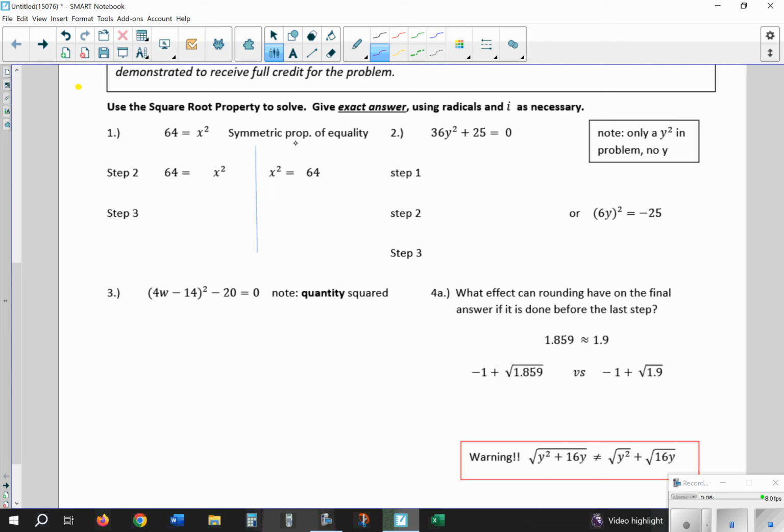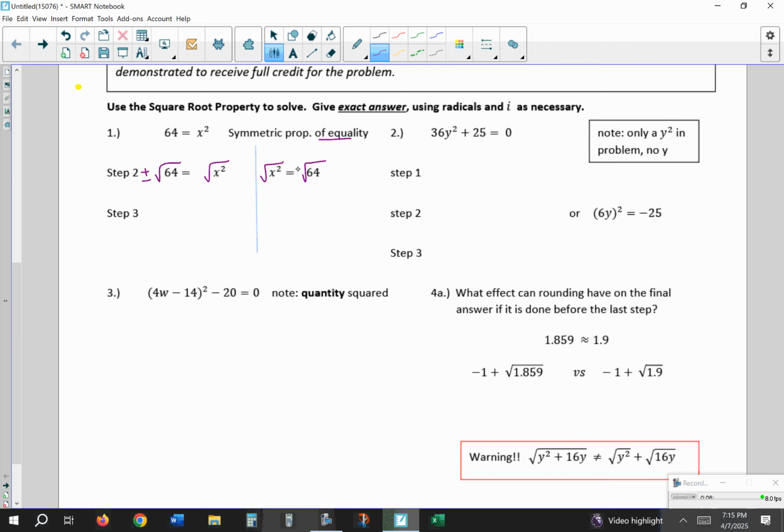We can also use our symmetric property of equality if we want to rewrite it and we just flip sides. Whatever's on the left side goes to the right, whatever's on the right side goes to the left. In either case, though, our first step is to insert the square root, and on the side that has the number, we insert the plus minus symbol.